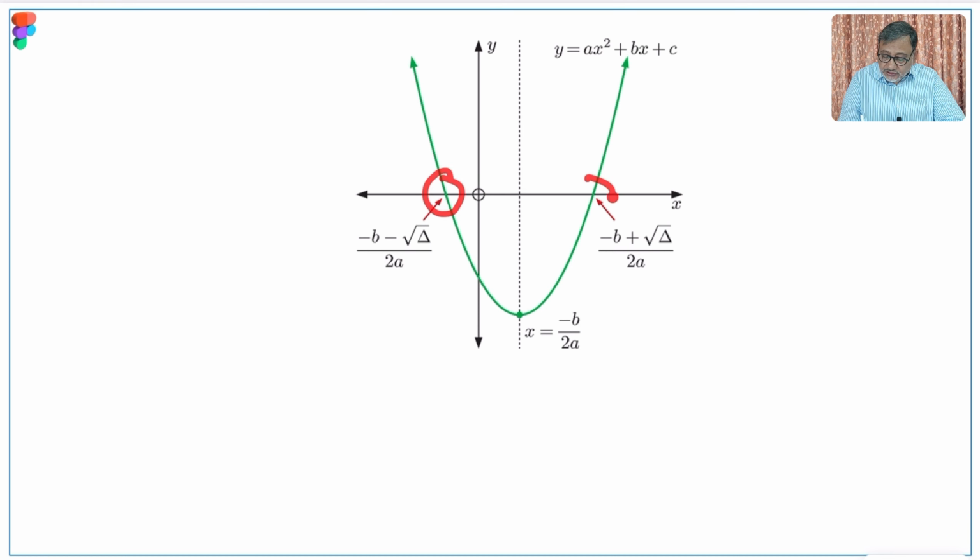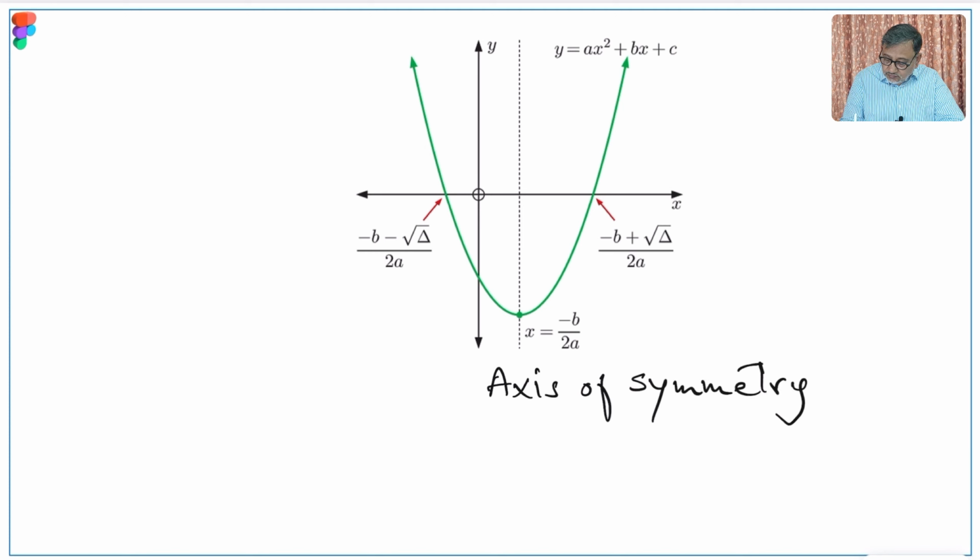So the two values of the roots will be on the x-axis, and this vertical line, okay, this vertical line is called the axis of symmetry. Let me write there, axis of symmetry. Yeah, this is the axis of symmetry. x = -b/a, that becomes the axis of symmetry, okay. The curve will be symmetrical about that line, right, okay.